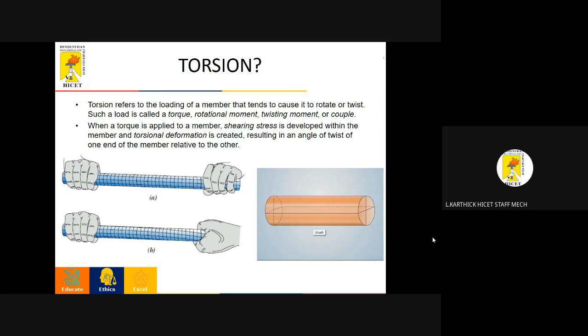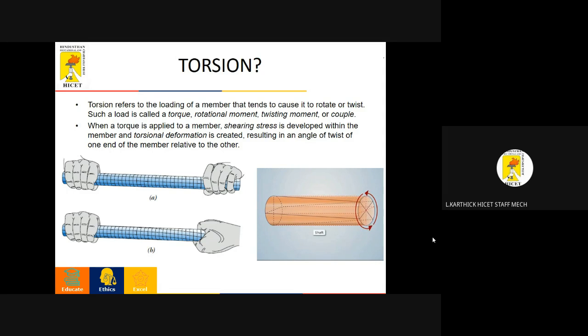So why do we call this a torque? Sometimes it may be called a twisting moment or couple. Initially, it is in its actual position. We try to give some loads, and with the help of that, it deviates its angle, deviates its nature. It twisted.